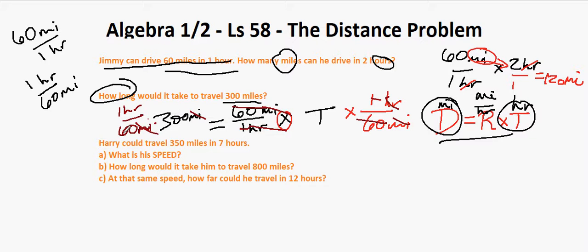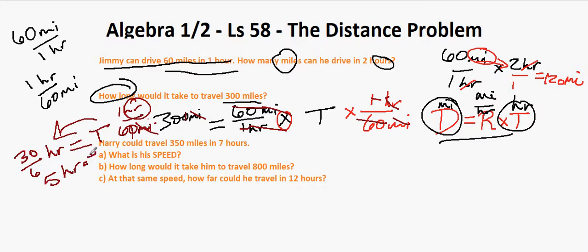Miles will cancel. We're going to end up with 300 over 60. We could already cancel one of those zeros, so it's 30 over 6. And we still got this hours. So let's simplify all that down here. 30 over 6, because I took the zeros out. We still had hours left. Equals what? T. Last step, simplify. 30 divided by 6, right? 5 times it fits. So 5 hours is my time, and that's the final answer. How long would it take Jimmy to travel 300 miles at 60 miles an hour? It'll take him 5 hours.